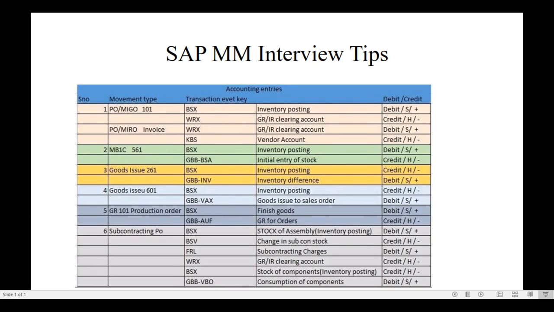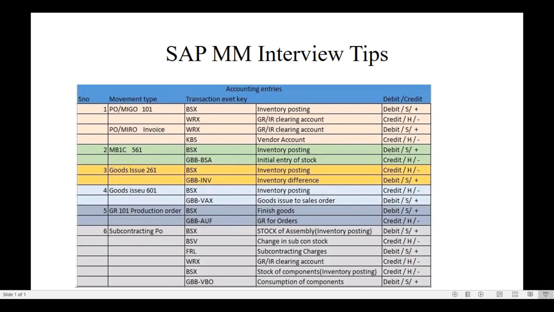In that, BSX and WRX are for the 101 movement type, and BSV and FRL are for subcontracting, which we provide to the vendor. The FRL is called the subcontracting charge and BSV is change in subcontracting stocks. And BSX, GBB is the 543.